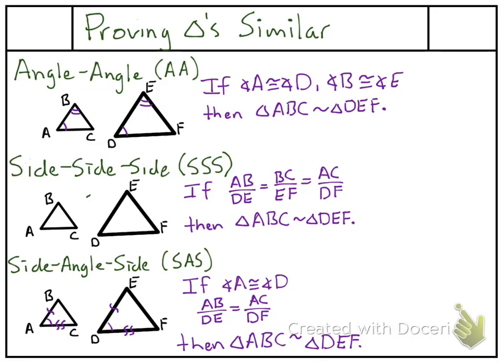Once we have an understanding of what similarity is, our next progression is to figure out how to prove triangles similar. In triangle congruence, we had 5 methods. For similarity, we're going to have 3, and those are the 3 we have listed here.